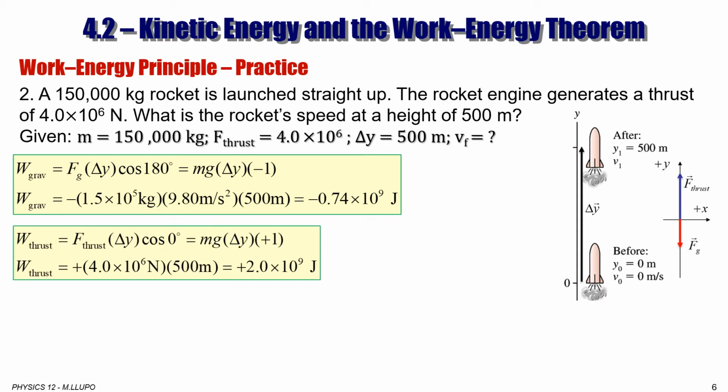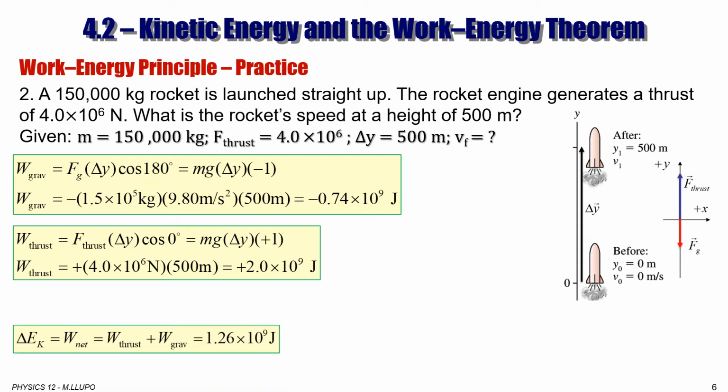It's force times displacement times cosine theta. But theta between displacement and force, they are in the same direction, parallel to itself. That means the angle is 0, and cosine 0 is +1. So that makes the work positive. If you plug in those numbers, 4 times 10 to the power of 6, times 500, that will give you +2 times 10 to the power of 9.